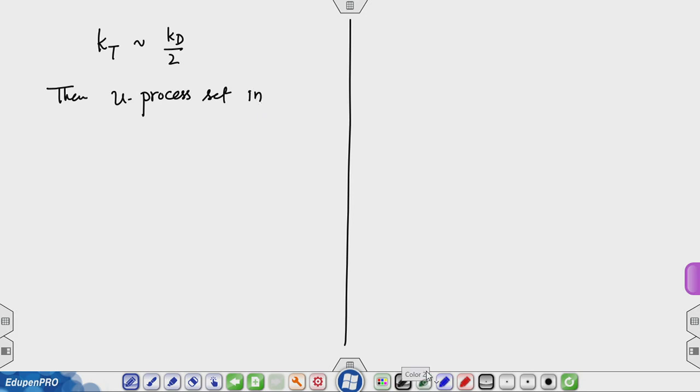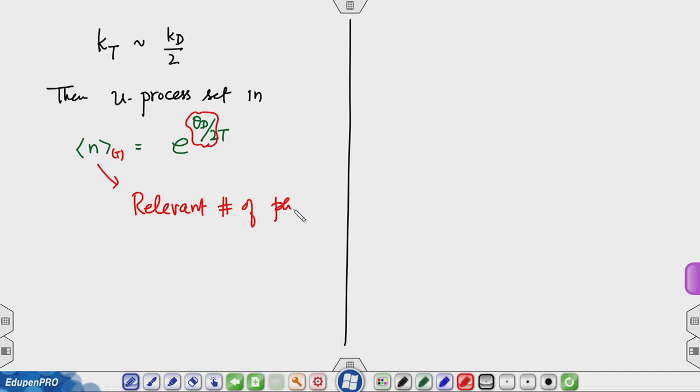That means the number will become important as a function of temperature when I have theta d by 2 T. This is the kind of temperature I want for U processes to set in, and at temperature T, this is the relevant number of phonons for U processes to set in.